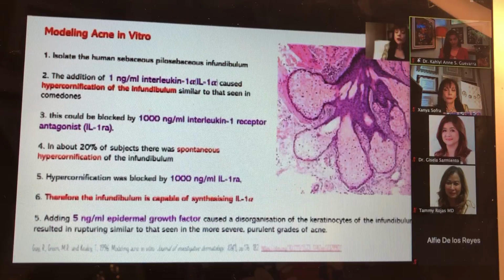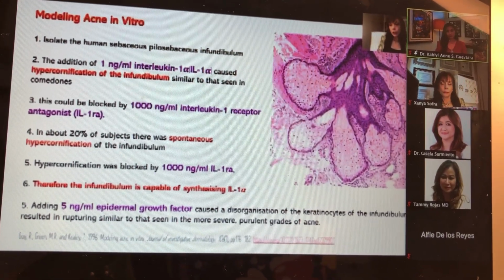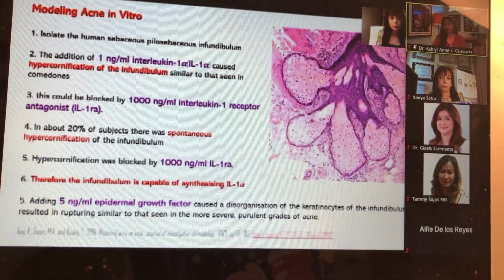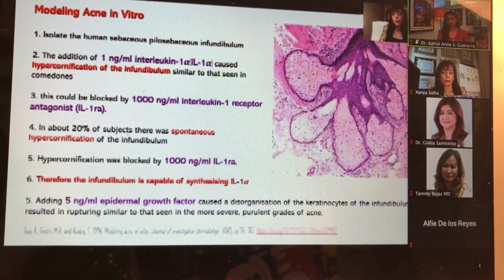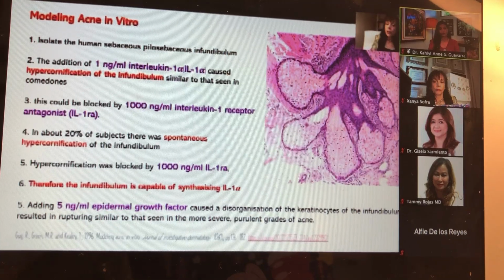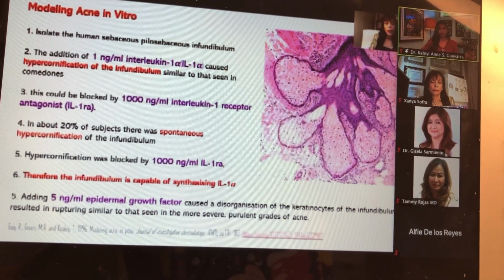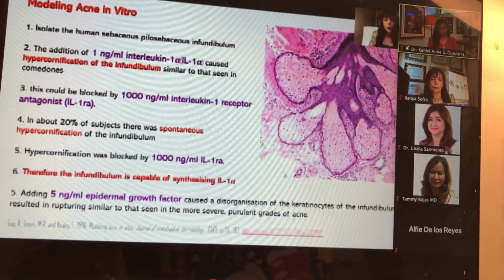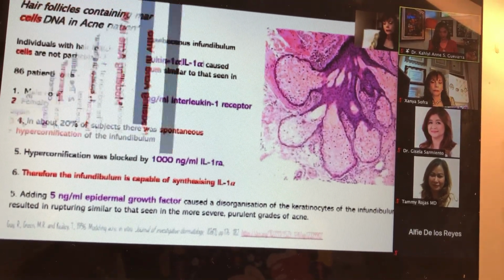Therefore, the infundibulum is capable of synthesizing interleukins, which are cytokines. Now, adding 5 ng/ml epidermal growth factor caused a disorganization of the keratinocytes of the infundibulum and resulted in rupturing, similar to that seen in more severe papillary grades of acne.